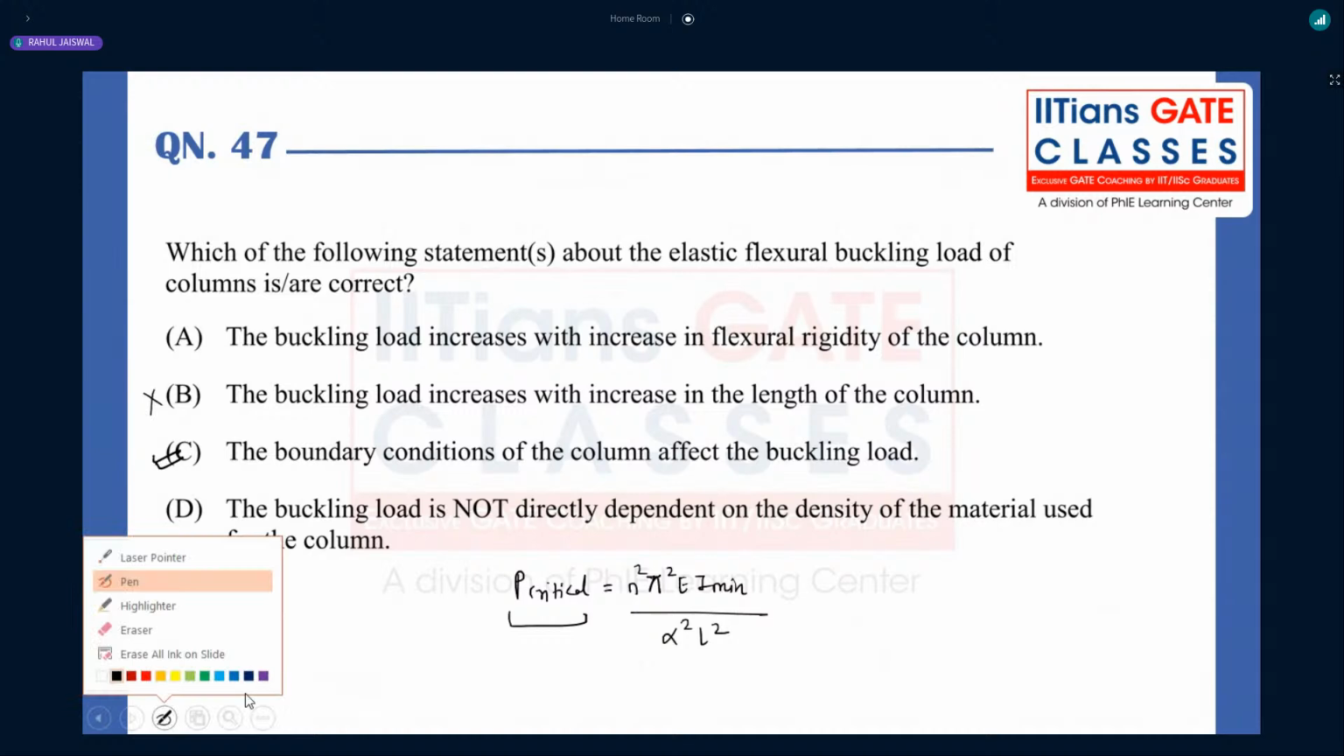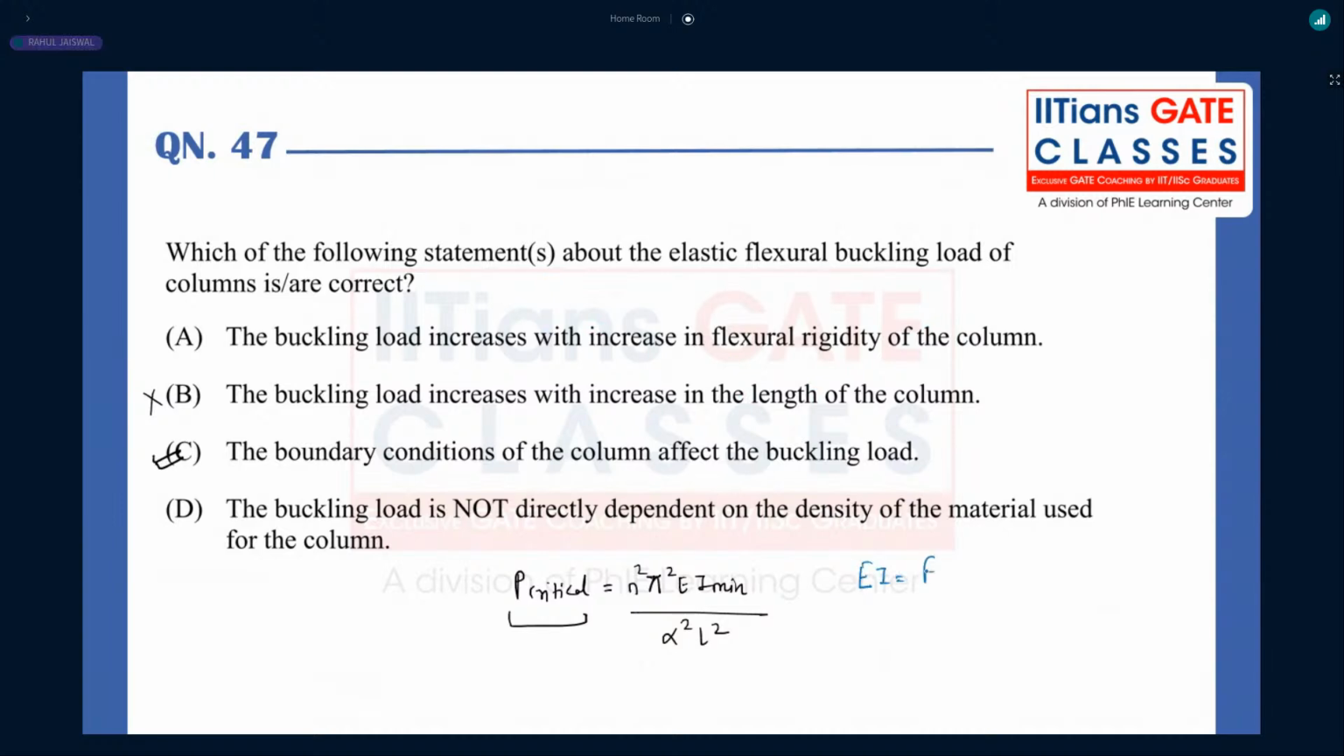So when you see option A, the buckling load increases with the increasing flexural rigidity. What is the meaning of this? EI, the flexural rigidity of the column, it will be directly proportional, right? So if this increases, we have to apply more load to buckle it, right? A will be correct. Now C is also correct.